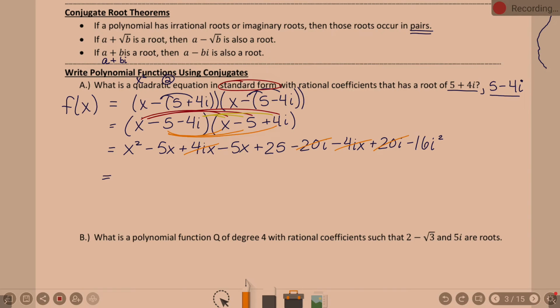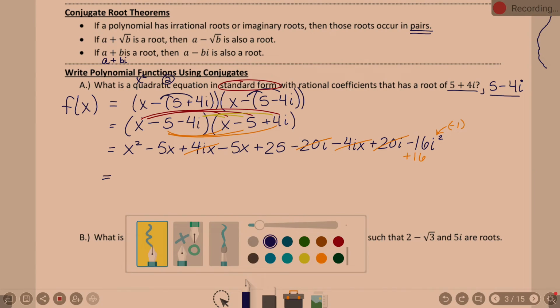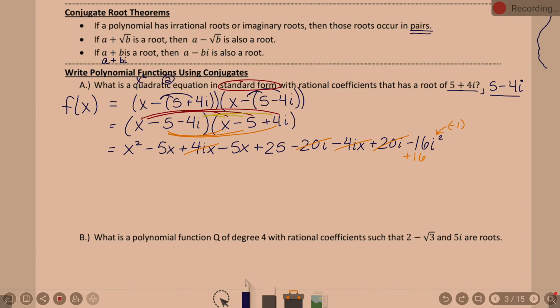Now, Landon had the question: my negative 16i squared is not going to cancel, but what do we know about i squared? Negative 1. So minus 16i squared is really plus 16. It's just a constant, just a number. I is the square root of negative 1, so if I had a negative 48i squared, it's just plus 48. Okay, clean it up.